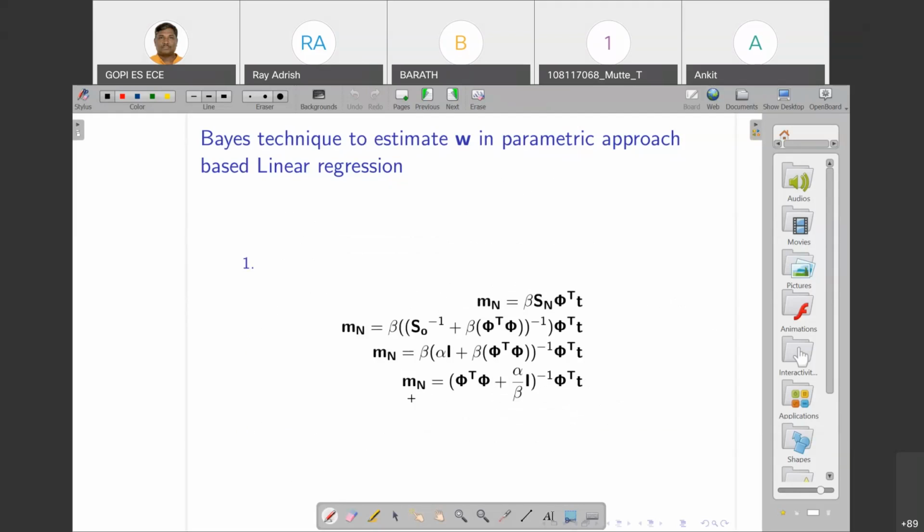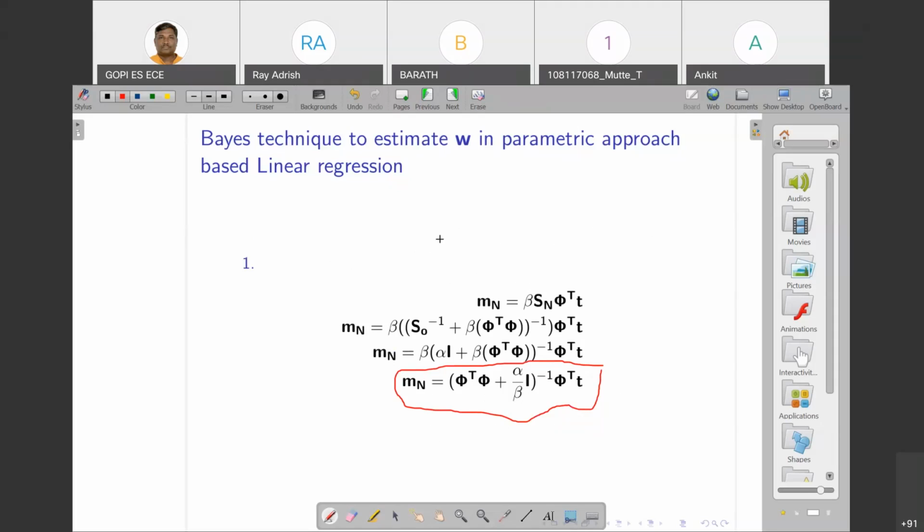We get the solution Mn is equal to (phi transpose phi plus alpha by beta I) the whole inverse, phi transpose T. This is the final story. The final statement, what you have to understand, is that the estimate of this W is given by this. So this is looking like the least square solution with regularization.